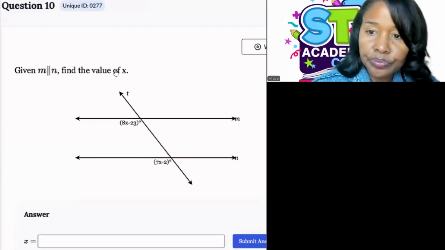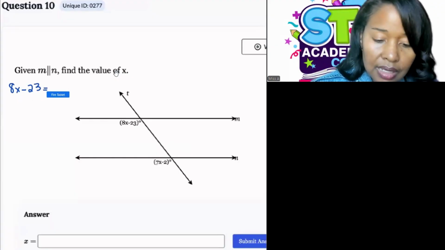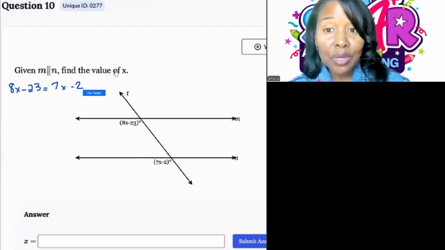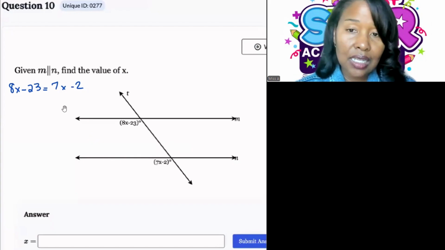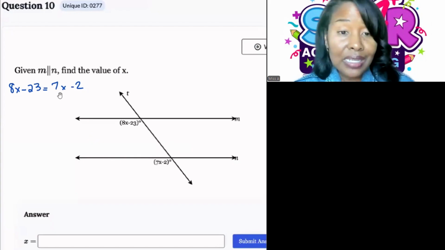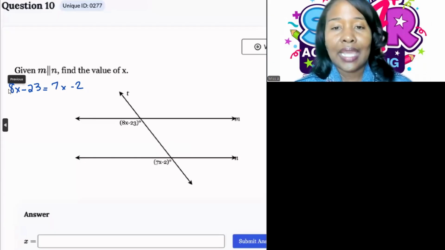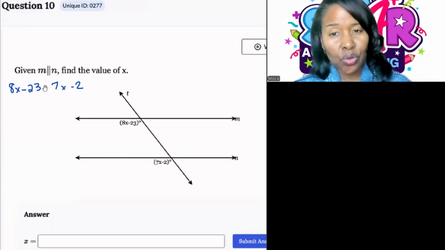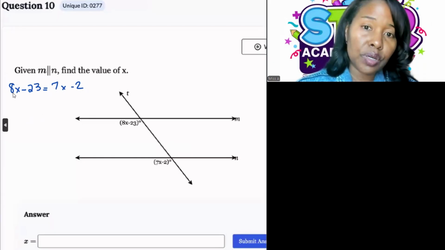So here we go. I'm going to say 8x minus 23 equals 7x minus 2. And I'm going to literally use my algebra skills and solve for X. So first thing I'd like to do, I always like to get my variables on the left side. So I already have an X here with the 8x on the left side of the equation. But 7x is on the right side of the equal sign. So I've got to get this 7x over here.